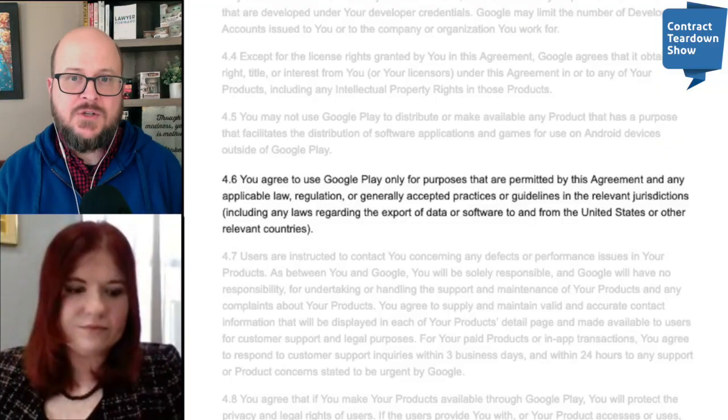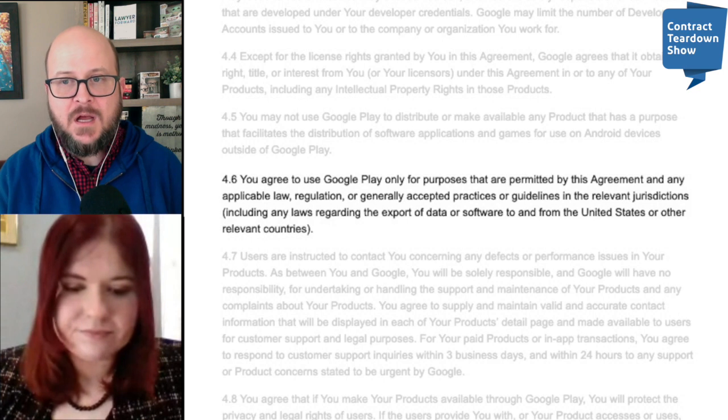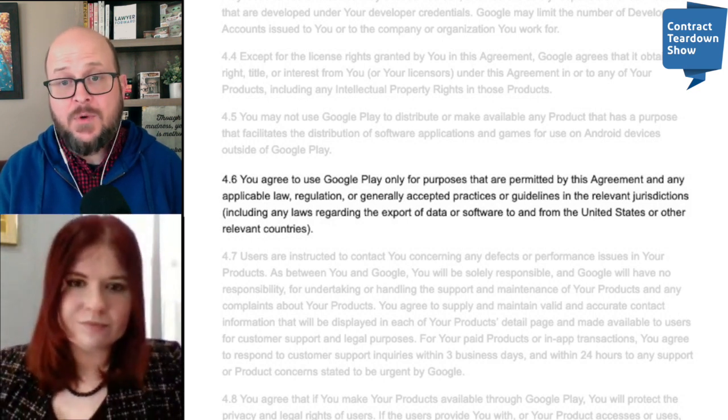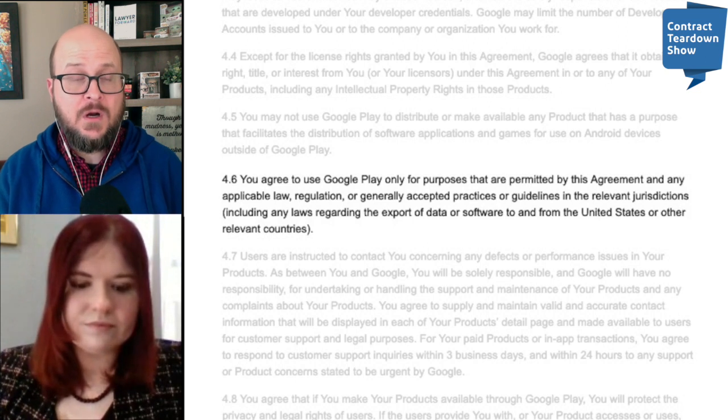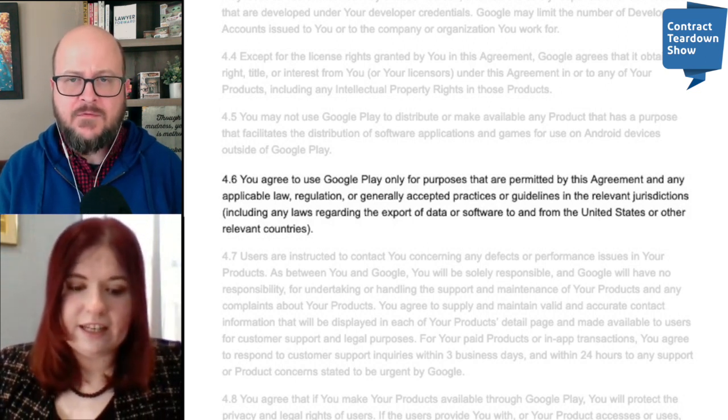Yeah, and continuing with that, in section 4.6, it says you agree to use Google Play only for the purposes that are permitted by this agreement and the relevant law, including any laws regarding the export of data or software. What do you think about section 4.6 and this use of data conversation?